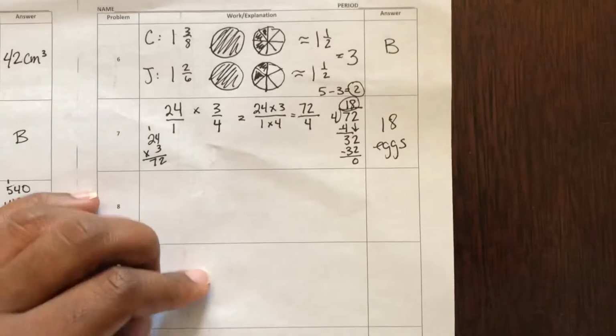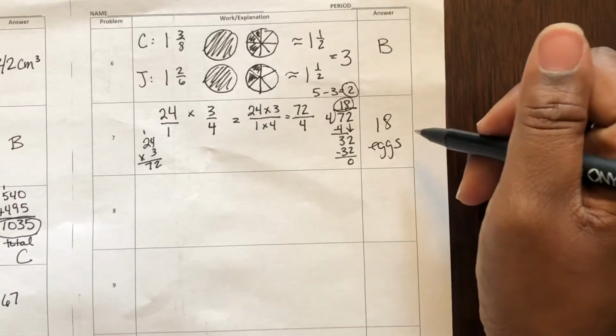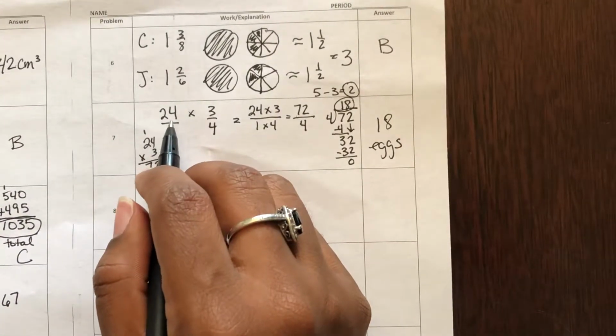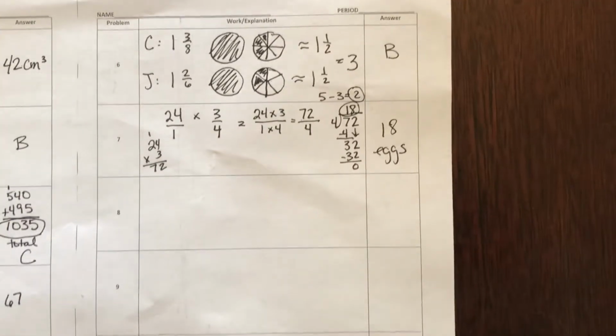So Sue used 18 eggs if she used 3/4 of the ones that she had. And my answer makes sense because it's less than the total amount. And I know she didn't use all the eggs. She used only a portion of it. All right, number 8.